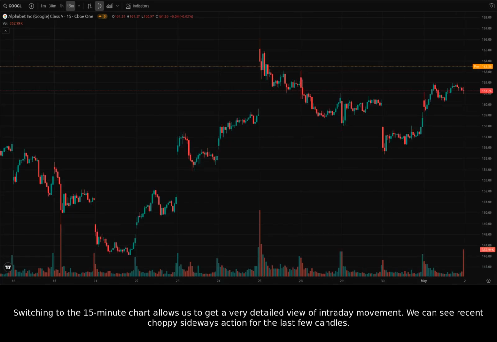Switching to the 15-minute chart allows us to get a very detailed view of intraday movement. We can see recent choppy sideways action for the last few candles.